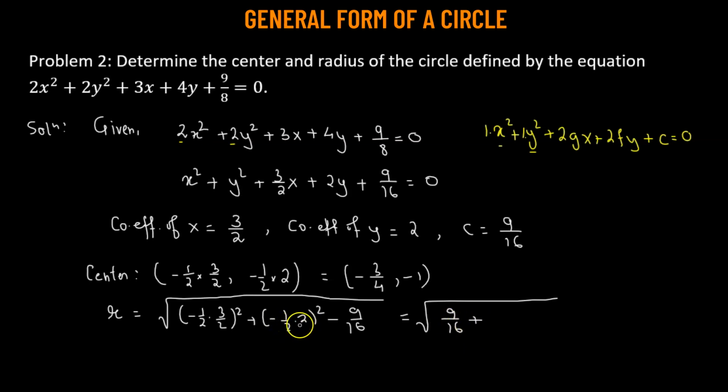The negative half times 2 gives us negative 1. Negative 1 squared is positive 1, minus 9 over 16. So 9 over 16 gets cancelled out. We have the square root of 1, which gives us a value of 1. Now that means the center of this particular circle has the coordinate (-3/4, -1), and its radius is 1 unit.